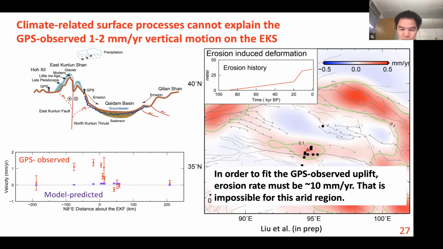And I want to emphasize that if I want to use this model to explain the GPS-observed uplift, the erosion rate must be around 10 millimeters per year. And that's impossible for this region because it's very arid, very dry in the last maybe 10,000 years.